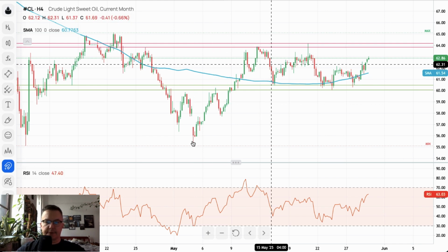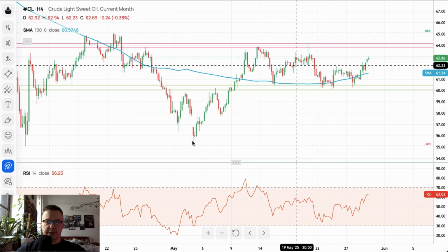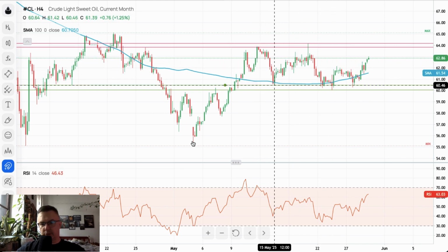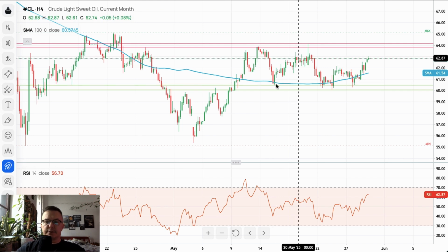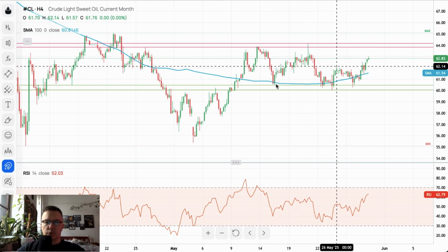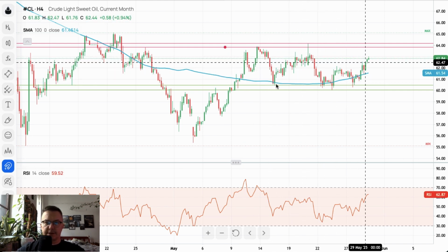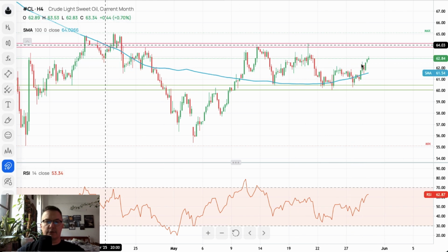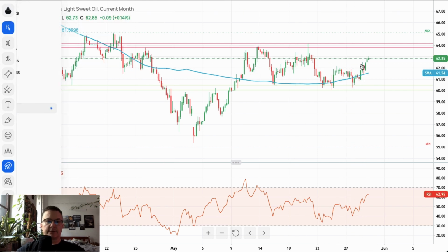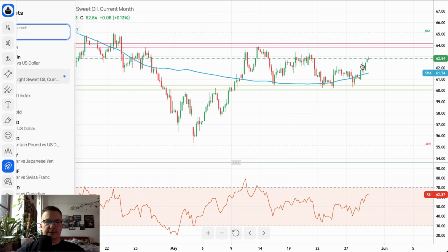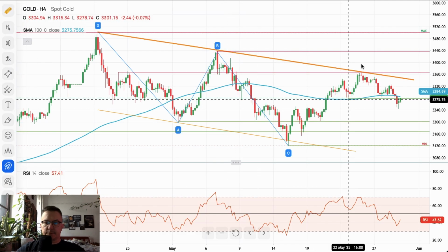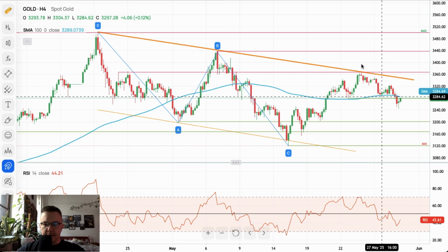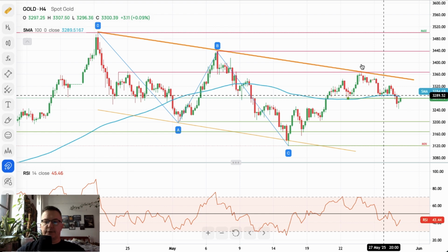So right now we are locked inside of this trading range. We've been locked since May 13, 2025, so it's now over 2 weeks. We've been trading inside of this trading range, and now we are waiting for a breakout in either direction. Okay, so that's the crude oil. Let's take a look at gold, obviously, because it looks like gold broke below 3,000.